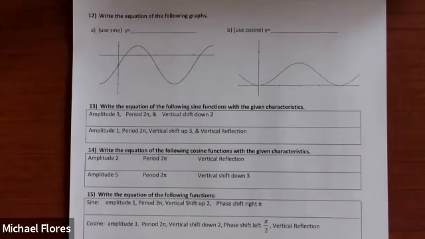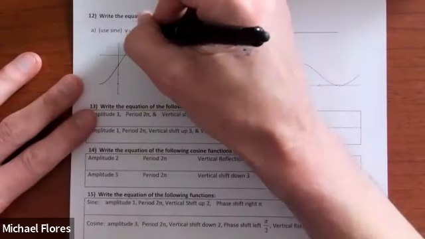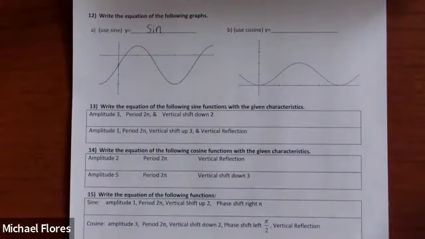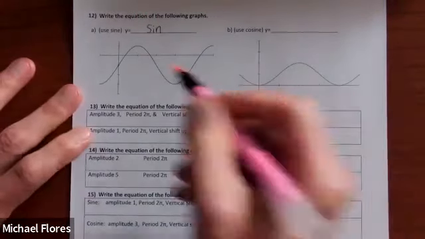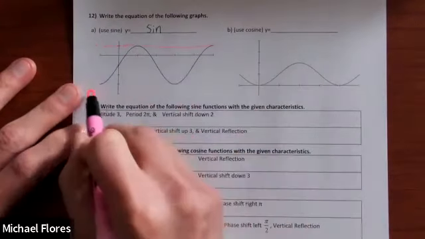Great. For 12a and b, they have given us a graph and they want us to write the equation. For example, A, they want us to use sine. So y equals sine. What I'm going to do is figure out, where are my bumpers? Looks like I have a bumper there.